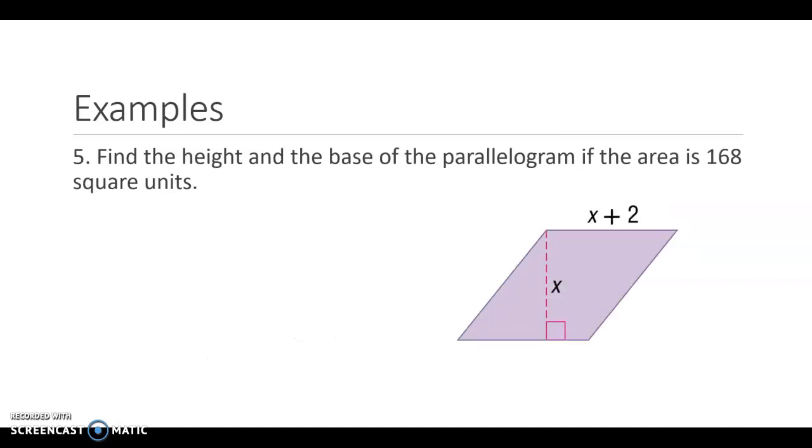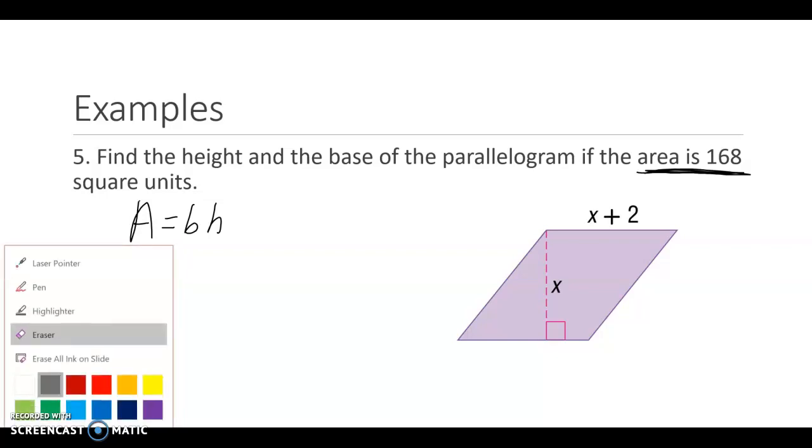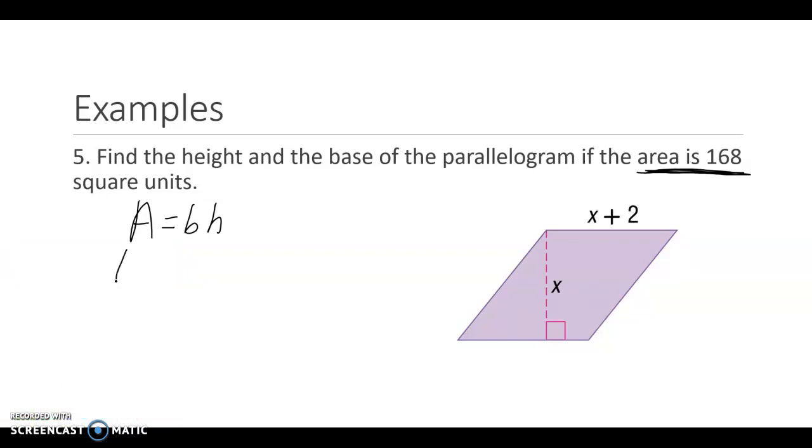Okay, let's take a look at this one. So this one, we're going to find the height and the base given the area. The area is 168 square units. So area is base times height. So it looks like that we know the area, so let's actually substitute that in. So the area is 168. On my picture here, this is representing the base, this is representing my height. So the base is x plus 2, and the height is x.